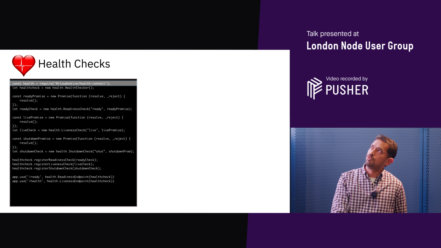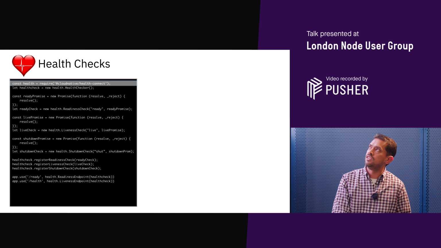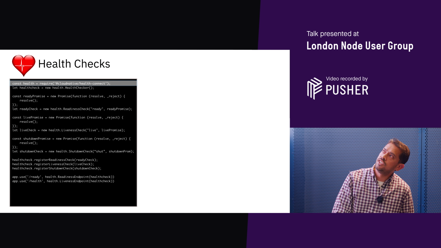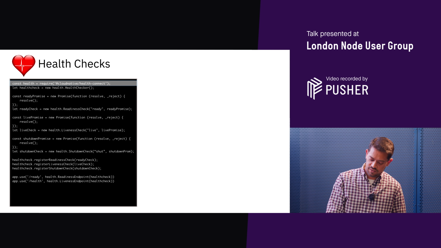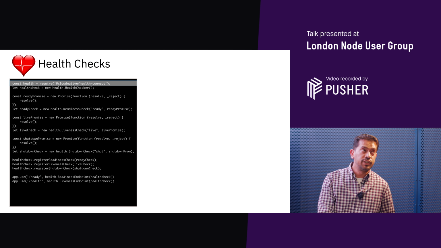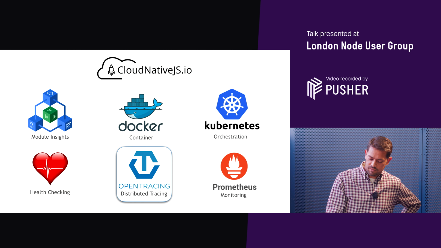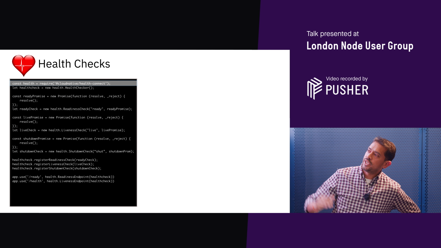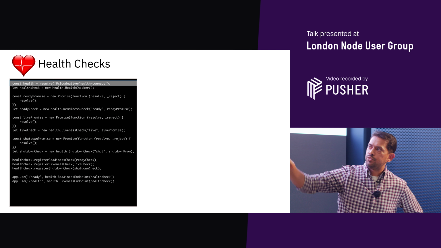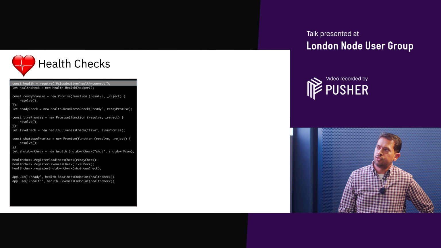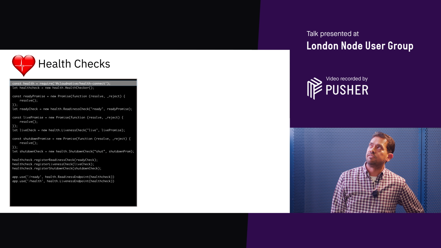To do this, we provided a node module under the Cloud Native JS initiative. And all you need to do is add that one line, which is the Health Connect module. Once you've added that module, you can register specific endpoints. So you've got app.use ready and app.use health, and then we've provided the health check object that we've created using that.